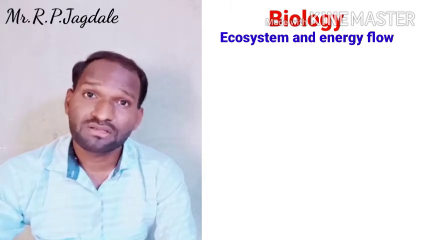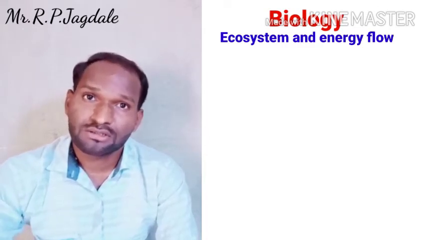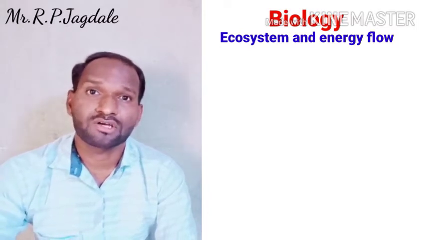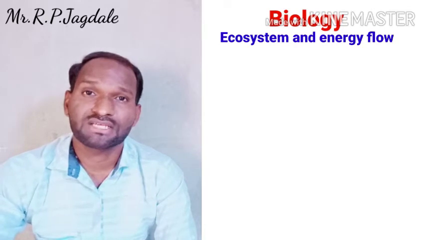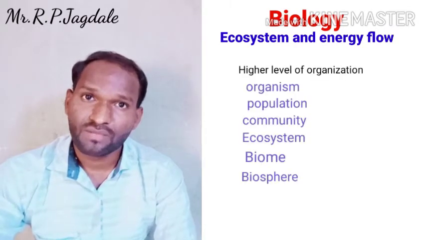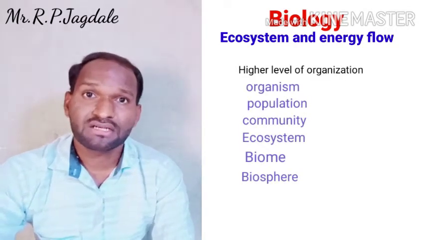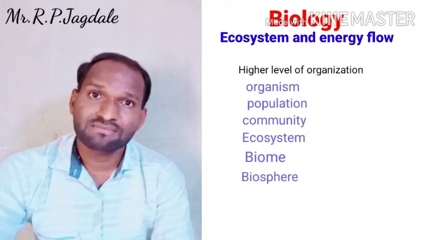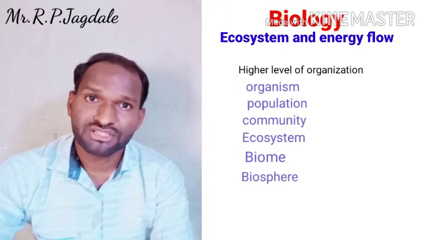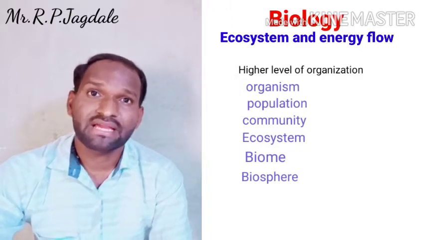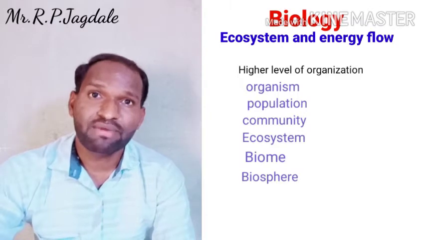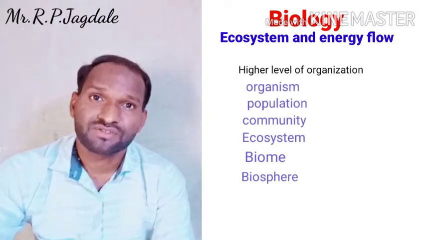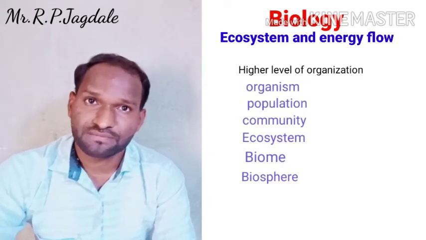So remember, students, in the first lecture we saw the higher levels of organization and how they are developed. As we know, the chart starts from the organism. When some organisms come together, they make a population. Population will make a community. Community will make an ecosystem. Some of the ecosystems will make a biome and biosphere.